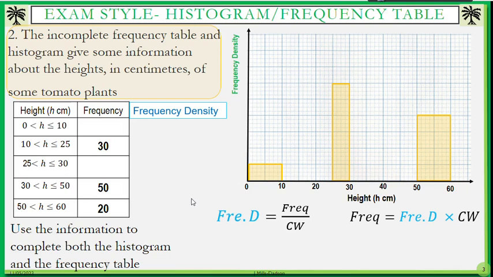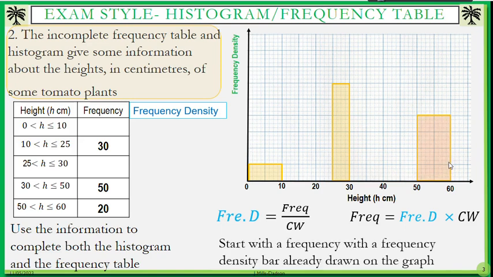The best way to start this problem is always to check a class or a frequency which is already represented on the frequency density axis or on the histogram. Check a class whose bar is already represented on the histogram. If you check these, you realize that this class with frequency 20 is represented on the histogram. So that's our starting point. Now, we can use this information to work out our frequency density.